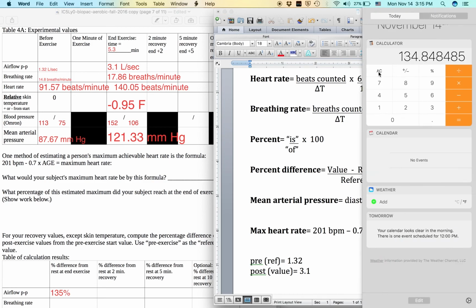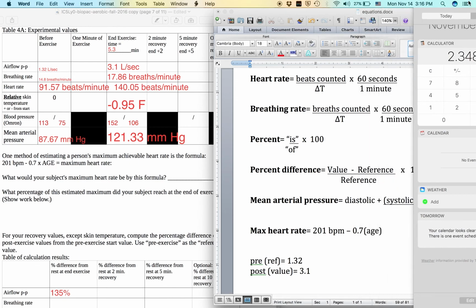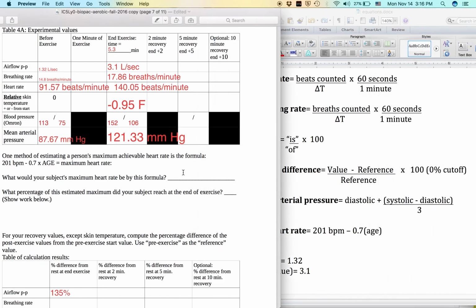So just to show you that, I'll do 3.1 divided by 1.32, and we get roughly 2 1/3. So that is how many times larger this value is than that. And if you look here, it is 100% plus 135% to explain our percent difference here. So again, 0% is your cutoff, but whenever we go to this equation, we're going to have a different cutoff, but we need to fill this one out first.